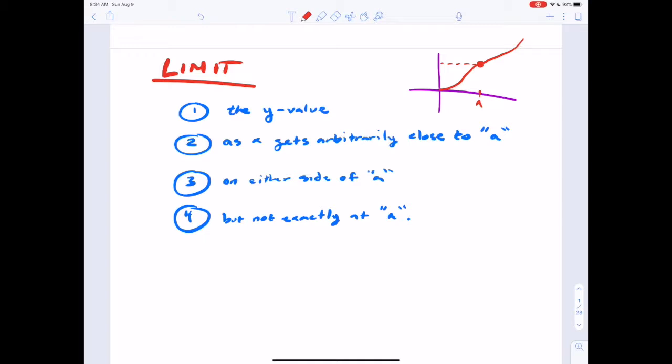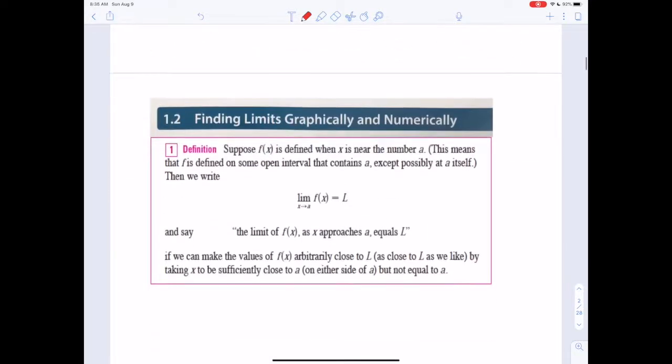So this is where I would ask you to pause and to say this out loud to yourself. Make sure that you know these four lines. Go ahead and pause, and when you're ready, press play again. Okay, here we go. So that's the limit.